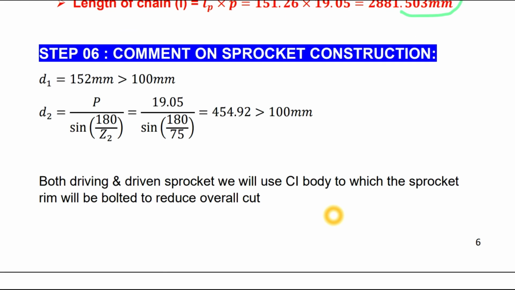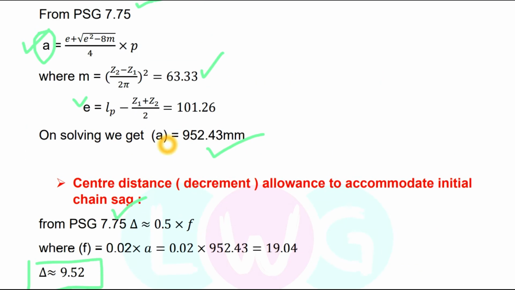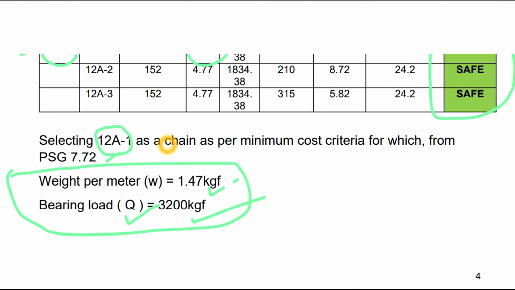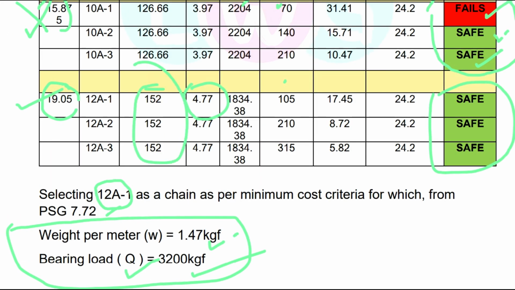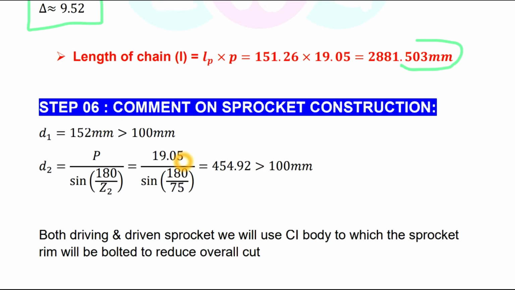Moving to the next step, the last step, step number 6: comment on the sprocket construction. As we got, D1 is equal to 152 mm, which is greater than 100 mm. D1 is the diameter of the small sprocket, 152.